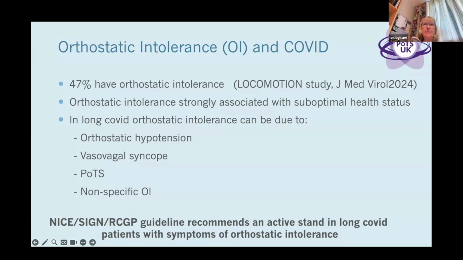There was a collaboration that started in 2020 between NICE, SIGN, the Scottish version of NICE, and the Royal College of GPs. It was the first collaboration like this that they'd ever had. They worked together to develop the long COVID guidelines that I'm sure you're all familiar with. And that guideline recommends an active stand test in long COVID in patients who experience these symptoms of orthostatic intolerance.